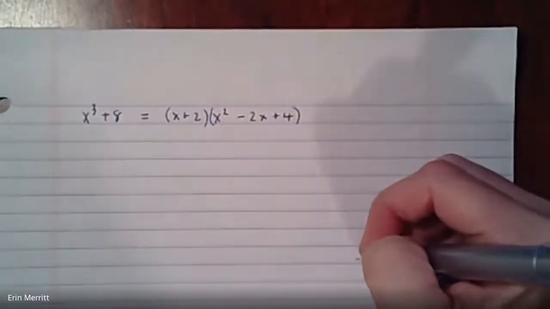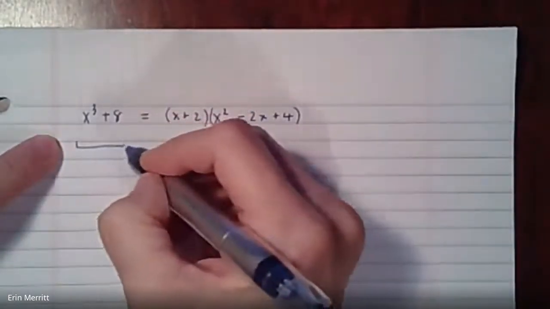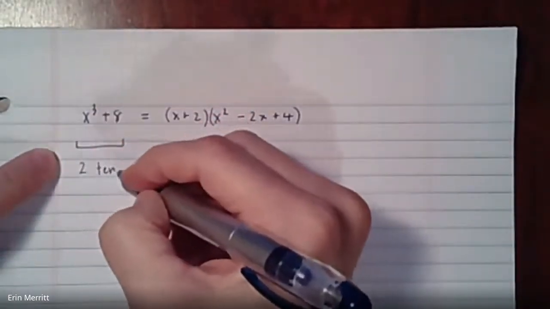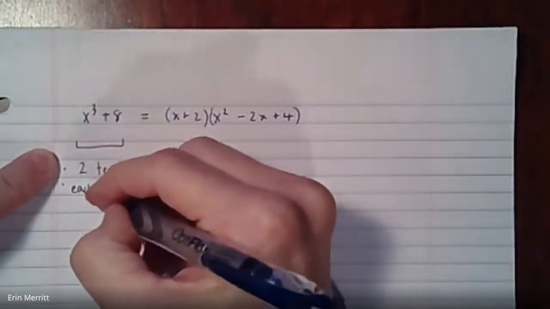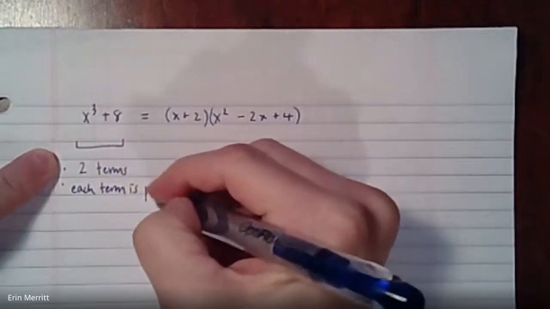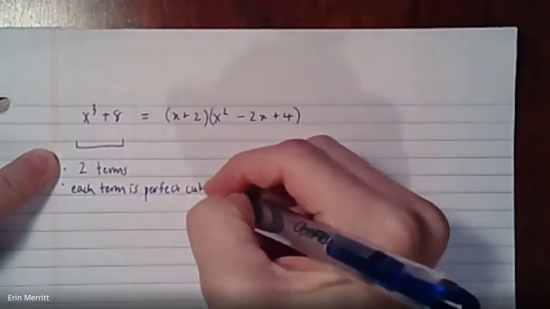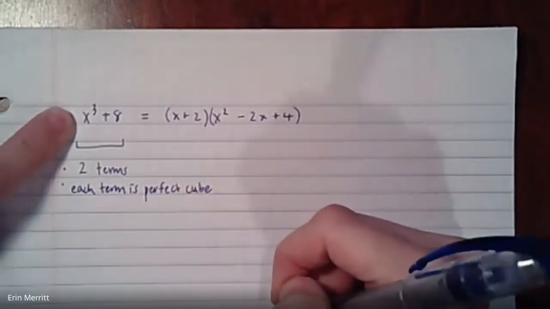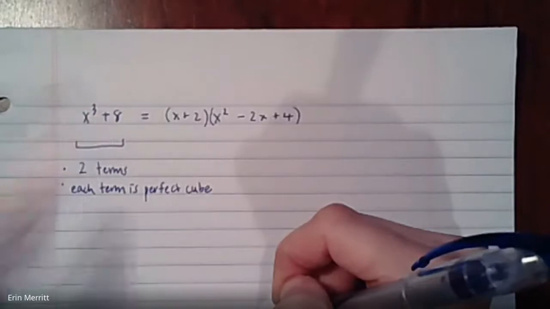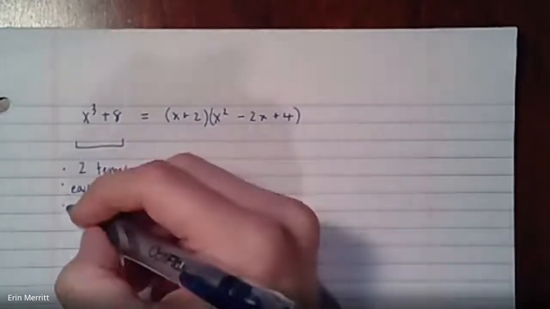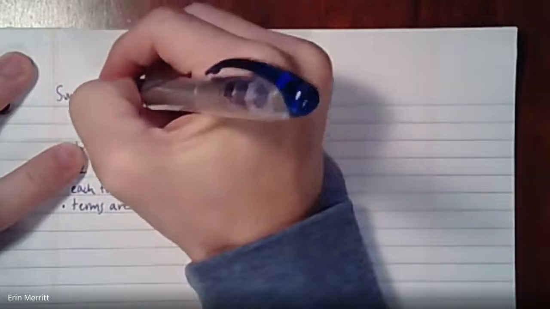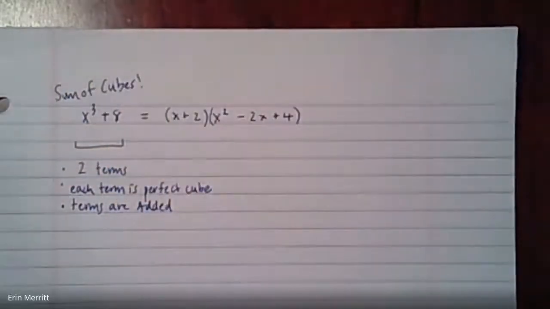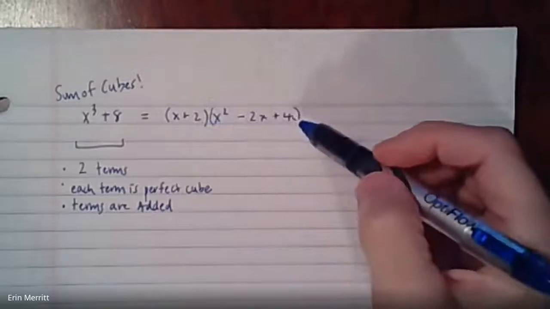All right. Well, for a couple of things, this right here, we know that there's 2 terms. So that's something that we'd want to be able to spot. Each term is a perfect cube. Because x cubed is literally x being cubed. 8 is 2 being cubed. All right, and in this case, the terms are being added. So that means we're focusing on the sum of cubes for this first guy.